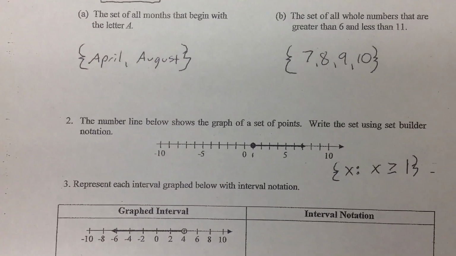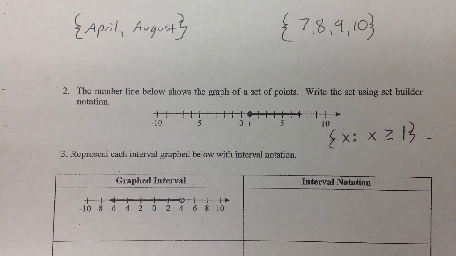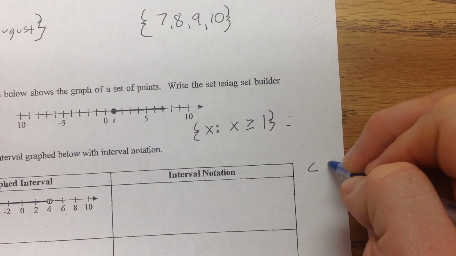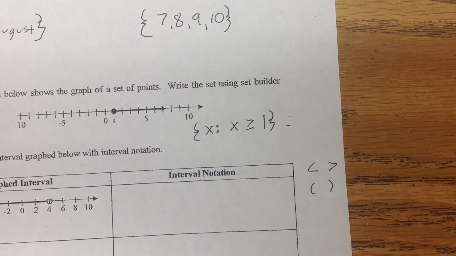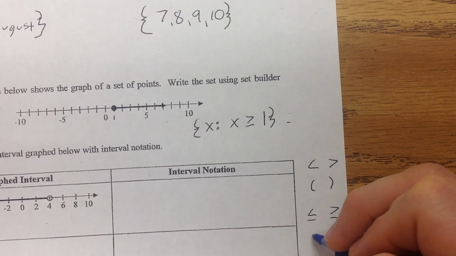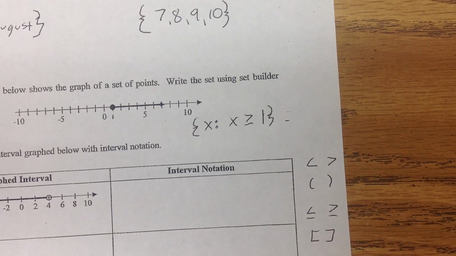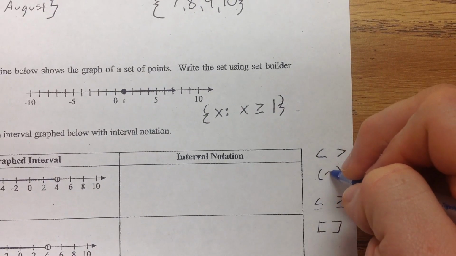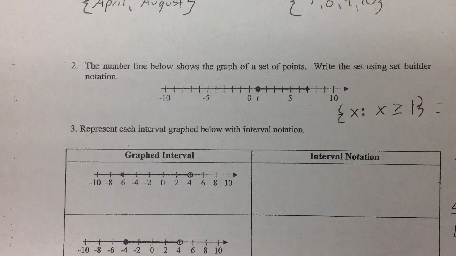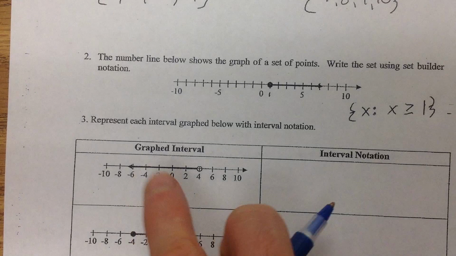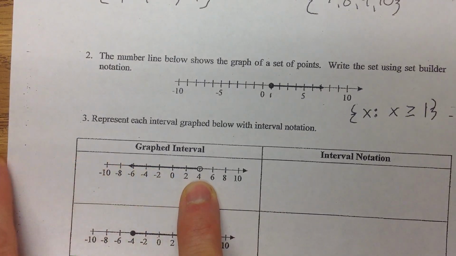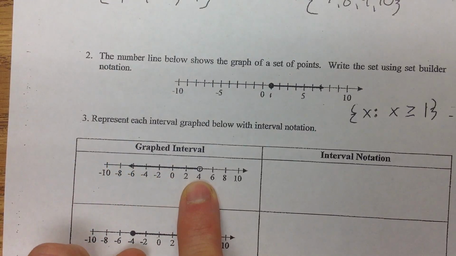Number 3, represent each interval graphed below with interval notation. So interval notation, that's where when you have a less than or a greater than, you're using parentheses. When you have a less than or equal to or greater than or equal to, you're using brackets. And just remember, anytime that infinity is involved, infinity has to be next to parentheses. So if we look at this one right here, we have a dot at 4, and then we have an arrow that's going all the way down. It just keeps going down to negative infinity.